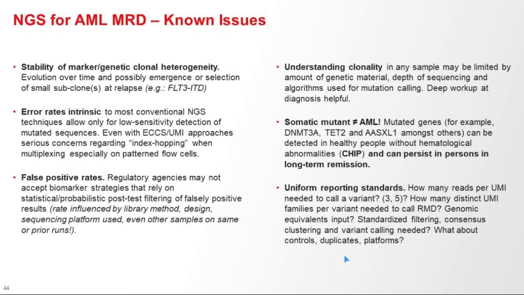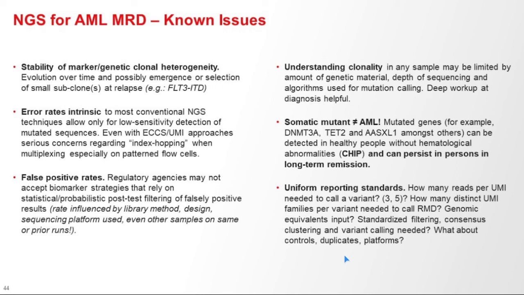So with all of this, there are some known issues going forward with next generation sequencing, and here are just a few of them. The issue of stability of clonal heterogeneity, right, and the evolution of clonal heterogeneity with clones coming and going with the selective pressure of chemotherapy. You have to deal with intrinsic error rates, which you can control some of by UMIs and the like, but there's always going to be some error rate intrinsic in any amplification steps.